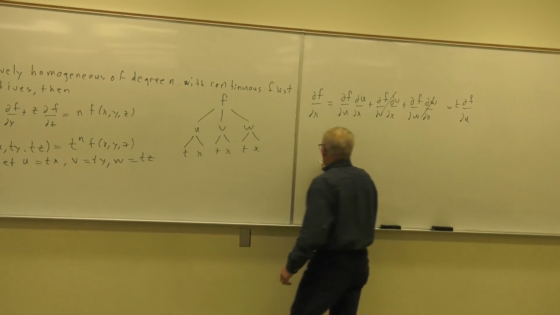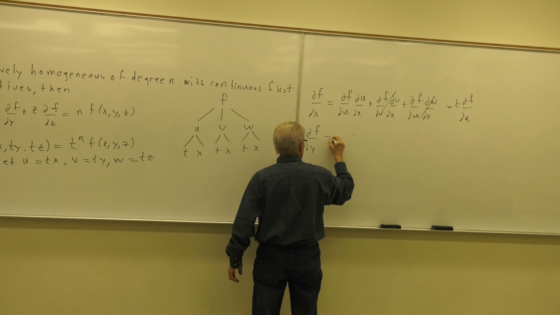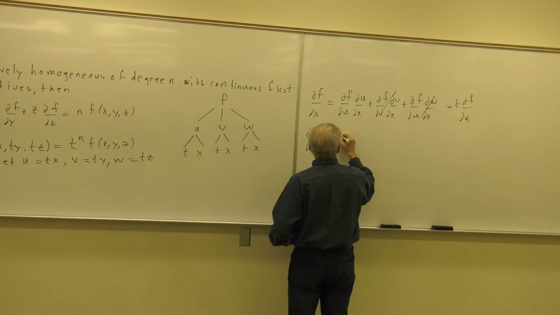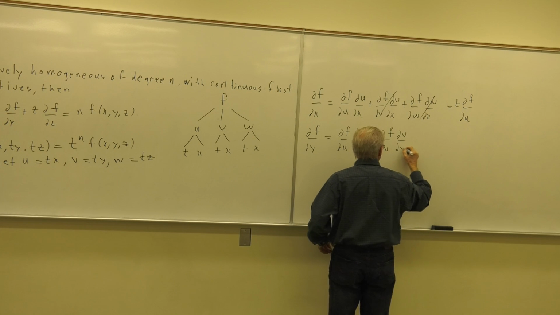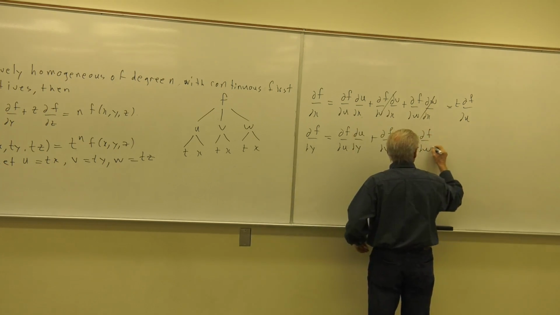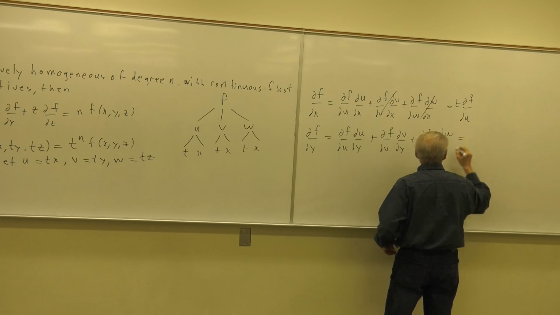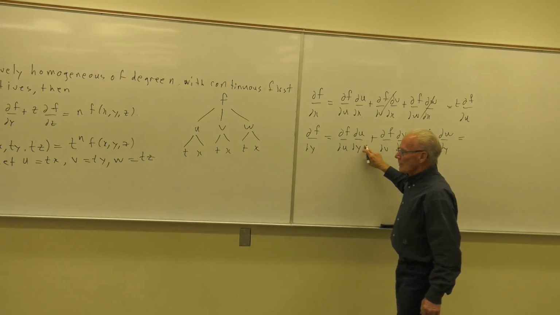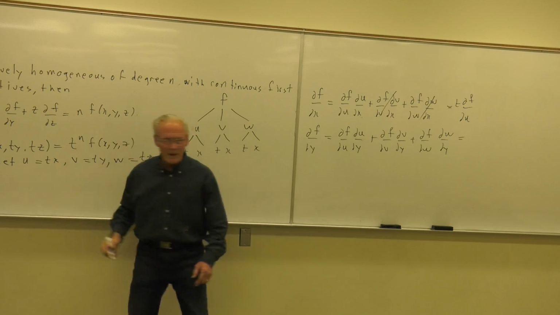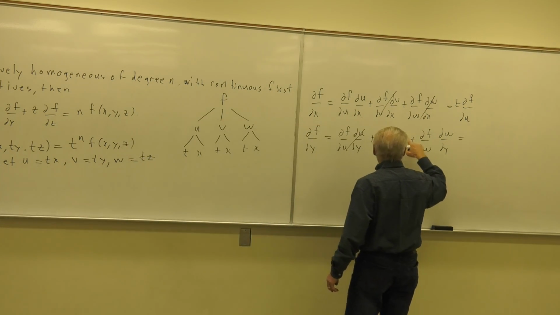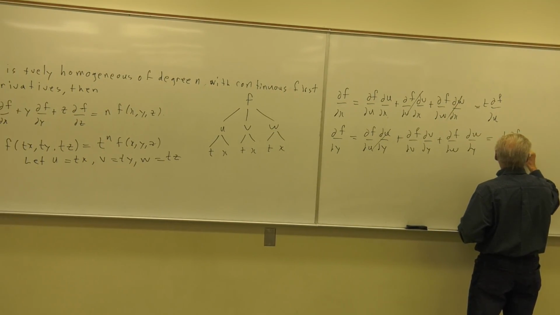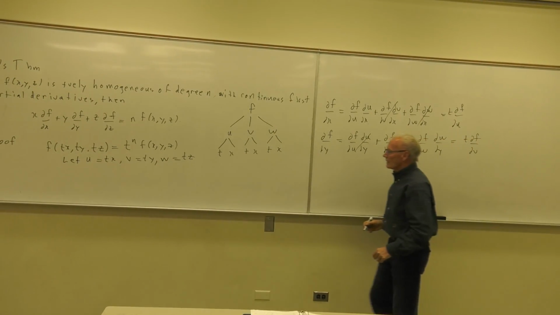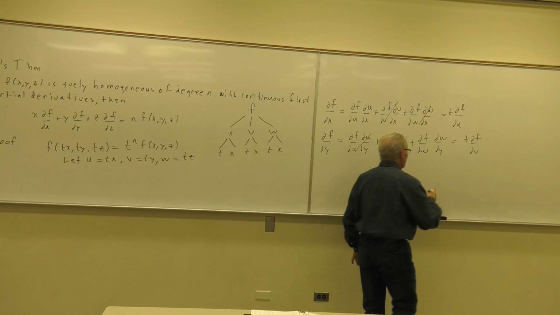All right. ∂f/∂y equals. Schematic says ∂f/∂u ∂u/∂y, ∂f/∂v ∂v/∂y, ∂f/∂w ∂w/∂y. Equal, ∂u/∂y, there aren't any, so that one's gone. ∂v/∂y, oh yeah, that's a t. So it will have t ∂f/∂v. And then ∂w/∂y, no y's. So simply that one.